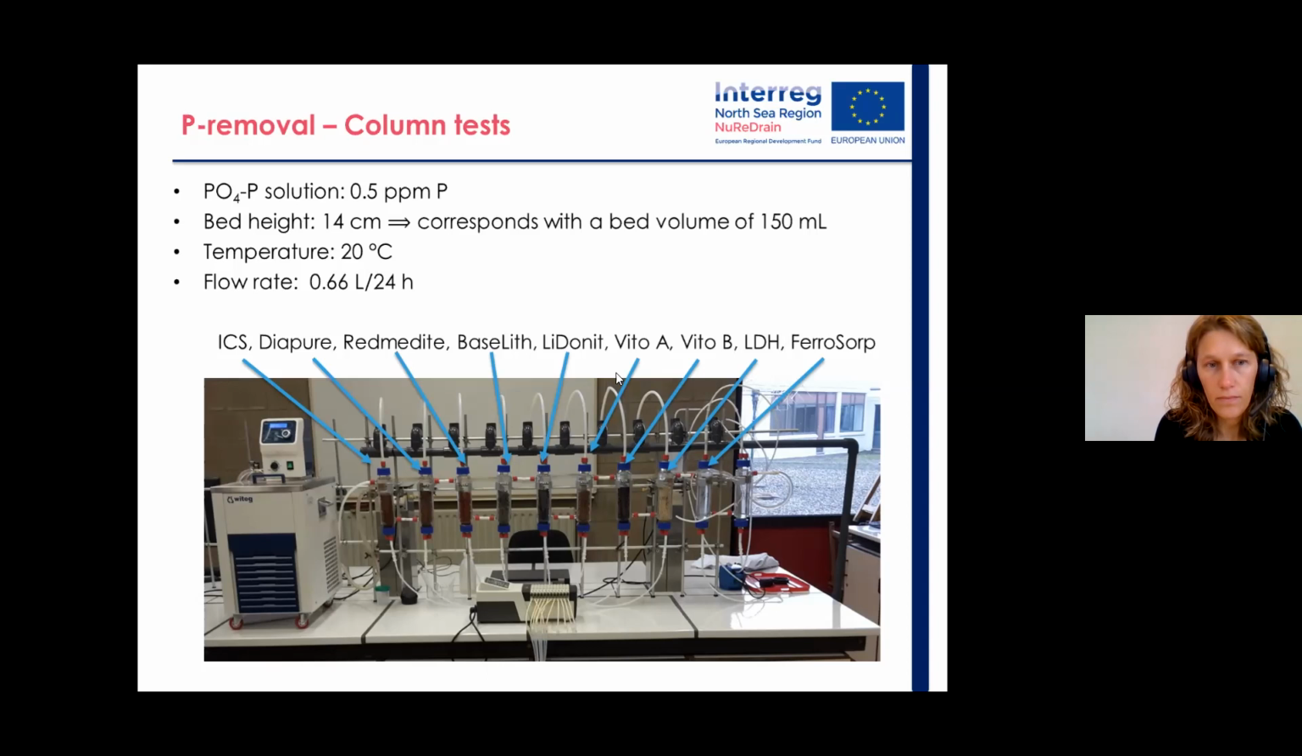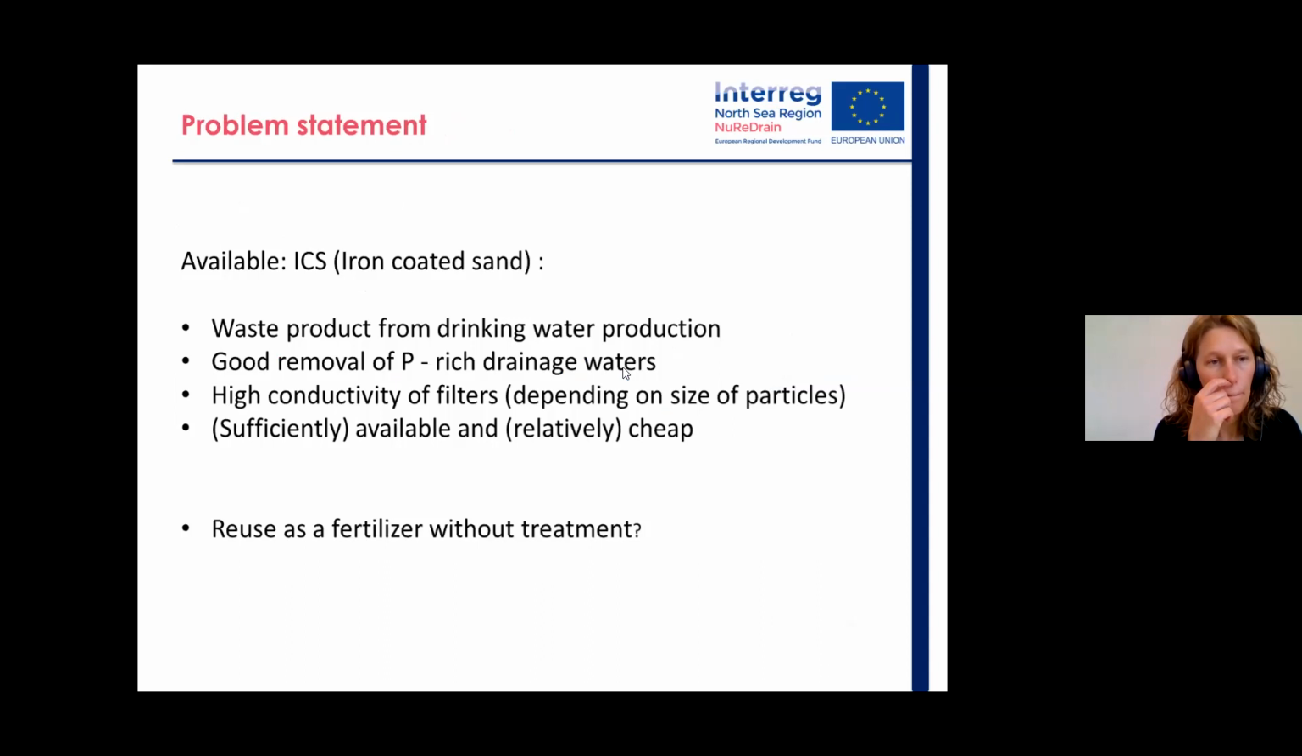But why did we then choose for the ICS grains, the material of which we talked already in a lot of other webinars? Well, first of all, ICS, iron-coated sand, is in fact a waste product from the drinking water production. So drinking water production companies, they have to get rid of the iron of the water that they pump.